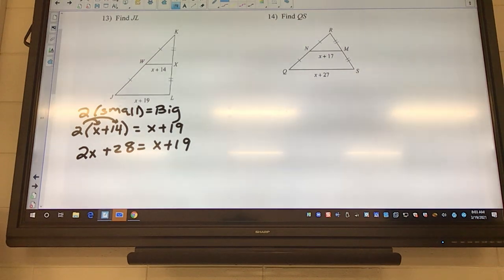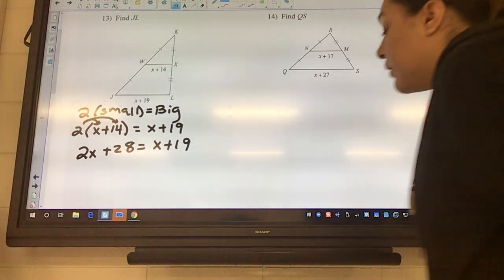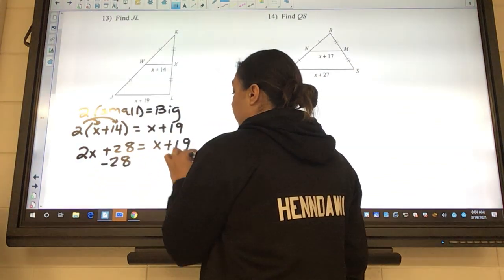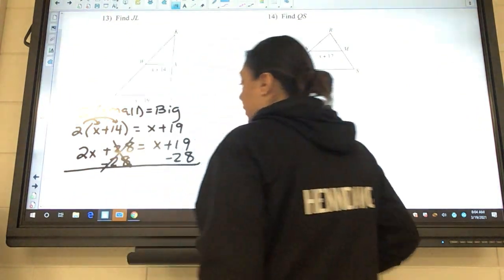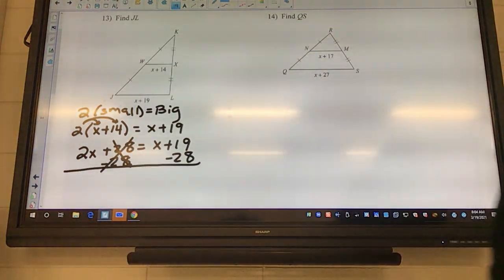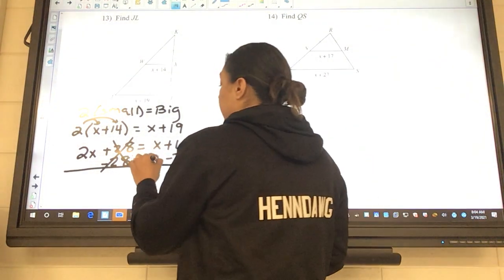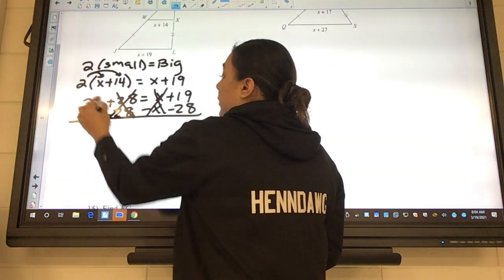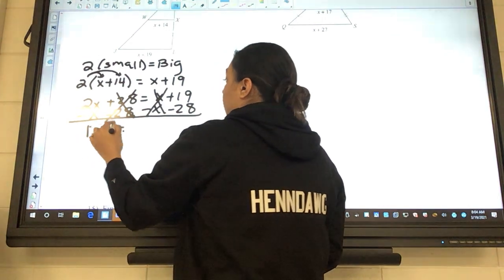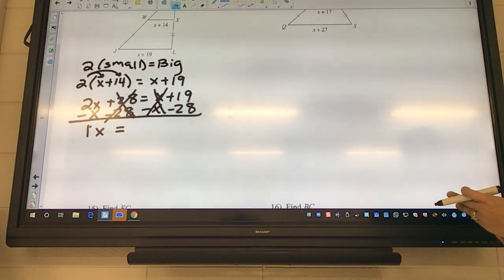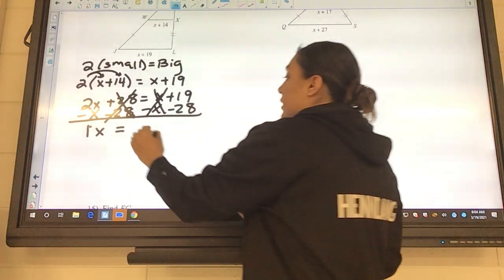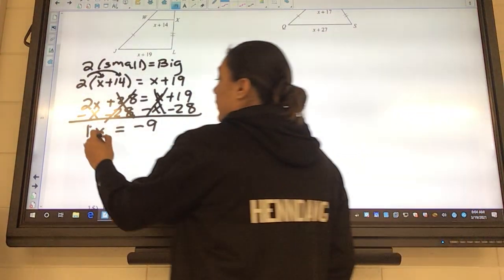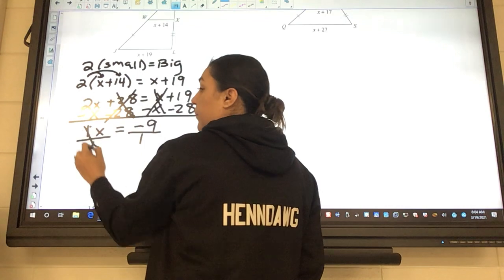Okay, all of our letters need to go to the left. The numbers need to go to the right. So over here, you're going to say minus 28, minus 28. Okay, so these cancel. And then we're going to have to move this x. So minus x, minus x. Okay, so 2x minus x is going to be 1x equals, and 19 minus 28 is going to be negative 9. Okay, and then you got to divide by 1 on both sides.